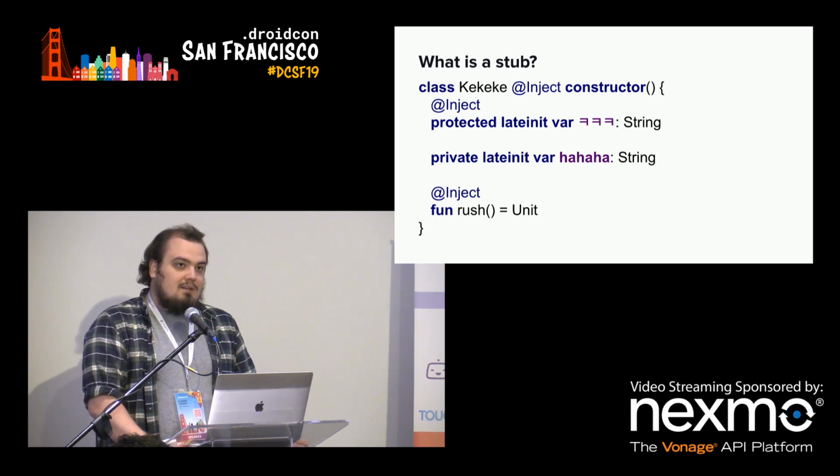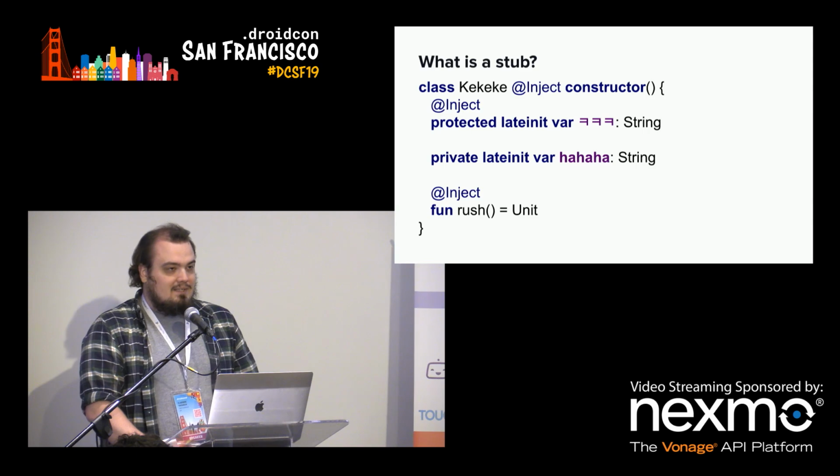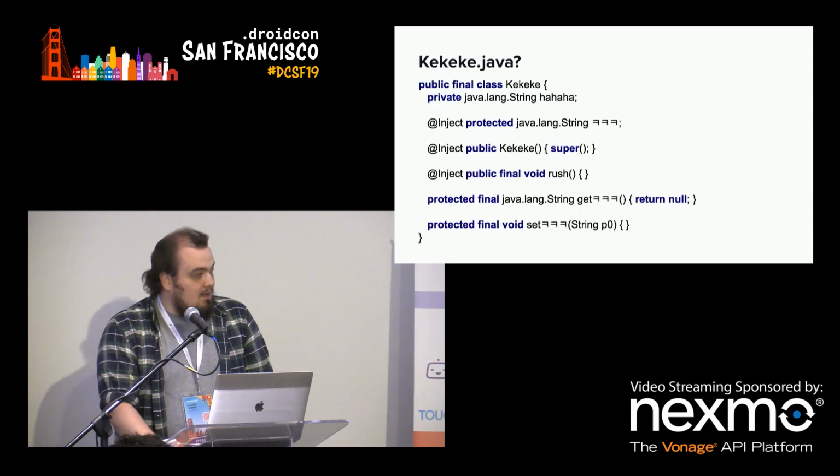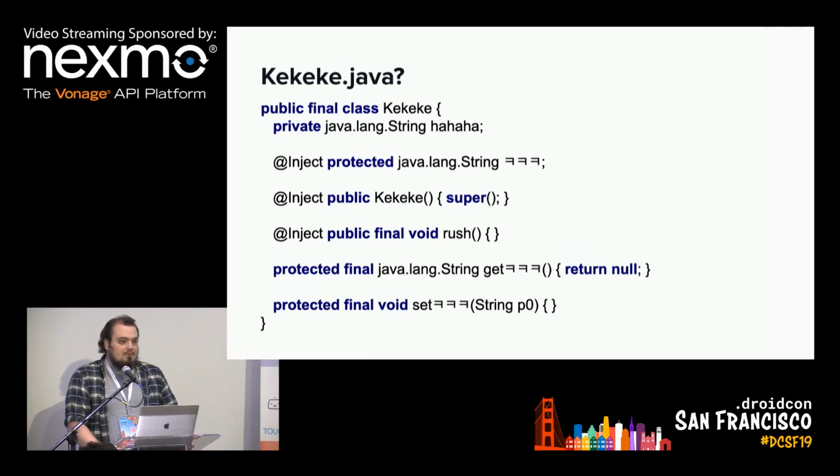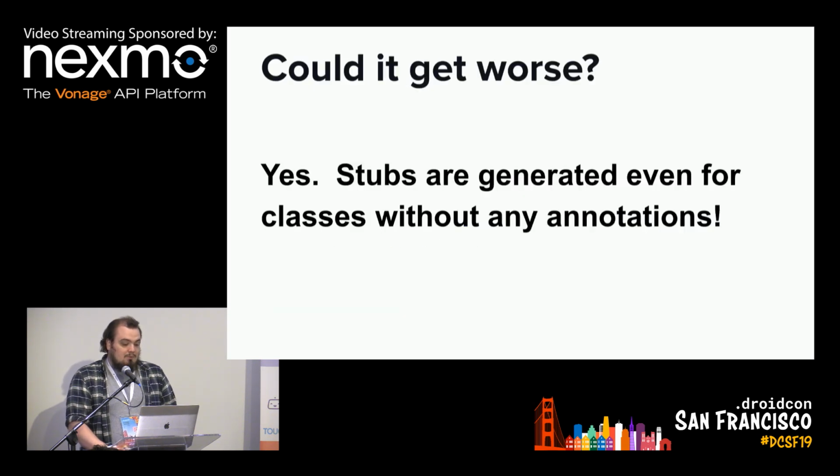Let's look what kind of stub will be created from this class. The stub is a regular Java class, but without any code inside its methods, except those required for compilation. Pay attention to the private field. Although it is not a public API of the original class, it's still generated. Okay, could it get worse? Yes, stubs are generated even for classes without any annotations.